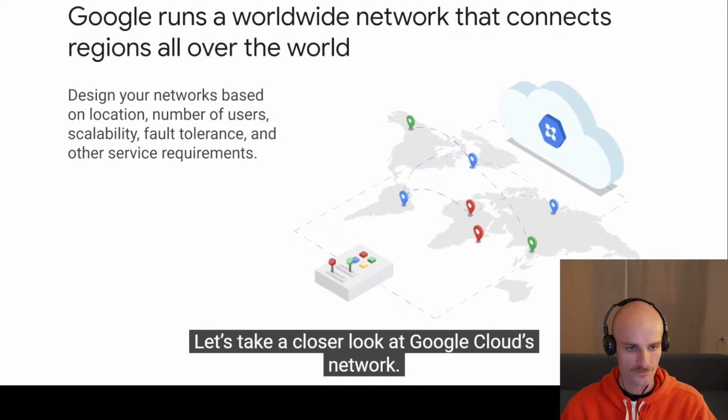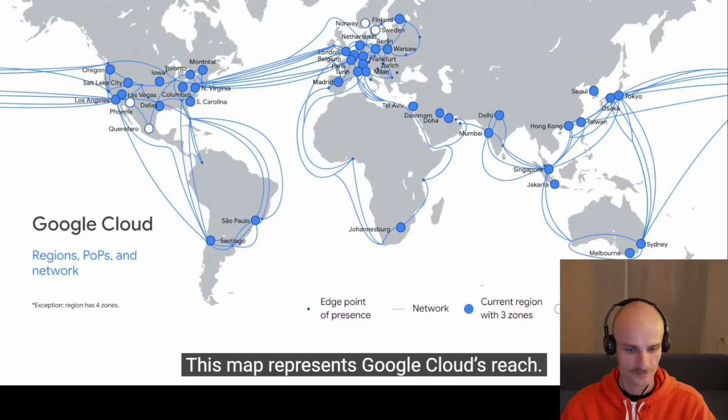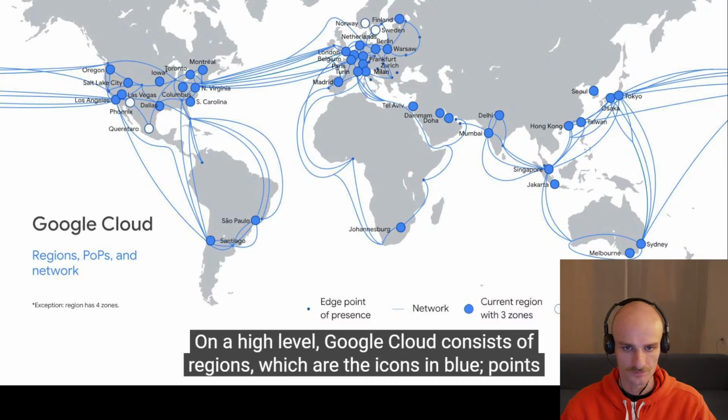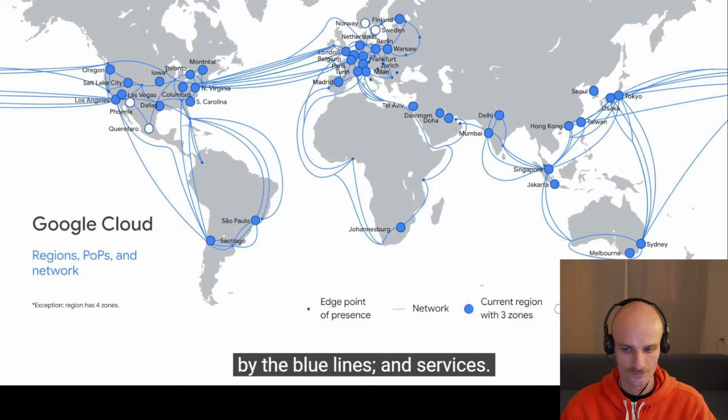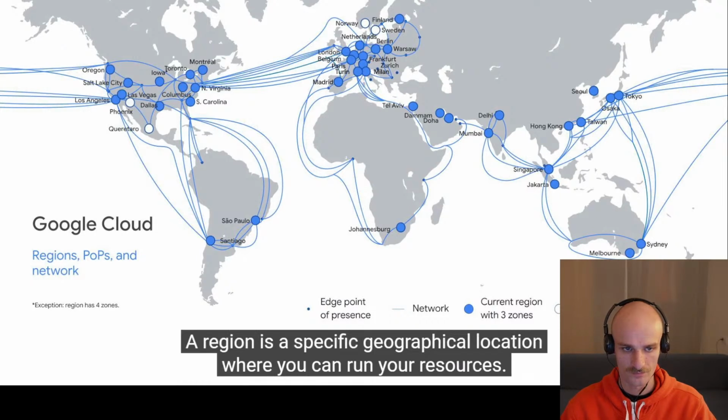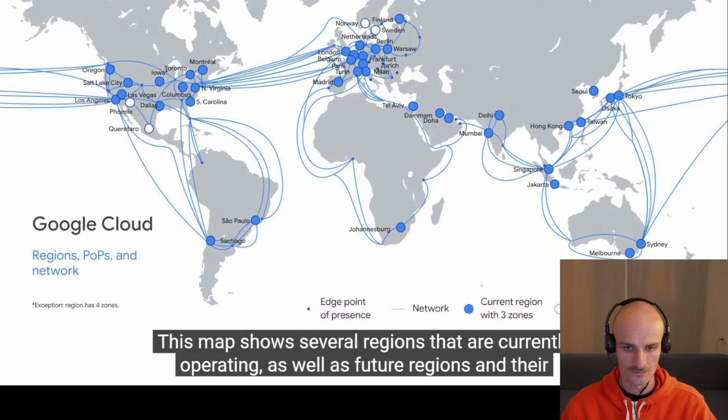Let's take a closer look at Google Cloud's network. This map represents Google Cloud's reach. On a high level, Google Cloud consists of regions, which are the icons in blue, points of presence or POPs, which are the dots in gray, a global private network, which is represented by the blue lines, and services. A region is a specific geographical location where you can run your resources. This map shows several regions that are currently operating, as well as future regions and their zones.